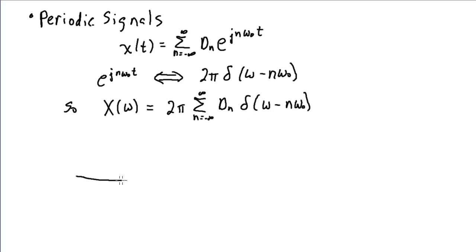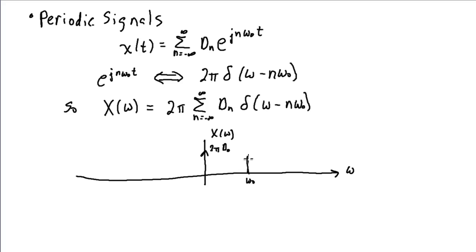So a sketch of the corresponding spectrum X(omega): when n is equal to 0, we'd have an impulse at omega equal to 0, and the weight of that impulse is 2 pi d_0. Then there is also going to be another impulse at omega_0. The height of that will be 2 pi d_1, and then at minus omega_0 with weight 2 pi d_{-1}.